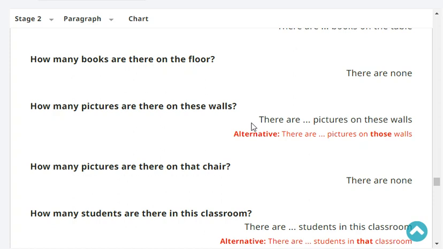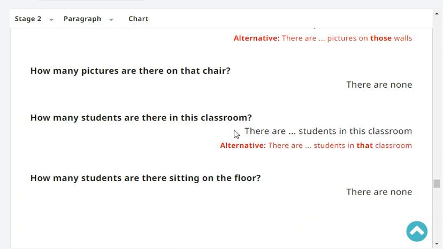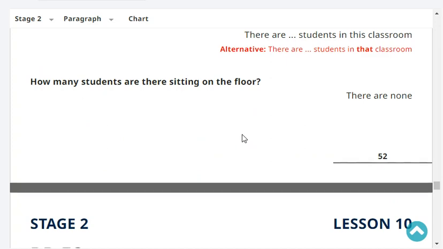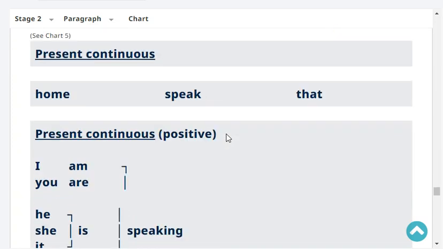How many students are there in this classroom? There's one student in that classroom. Very good. How many students are there sitting on the floor? There are none. Very good.